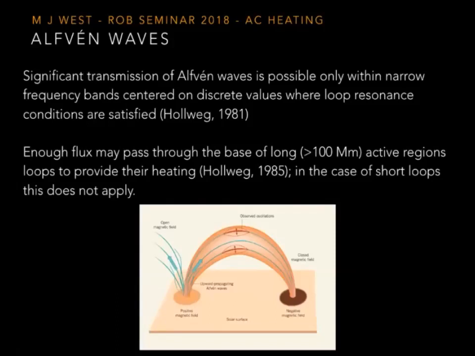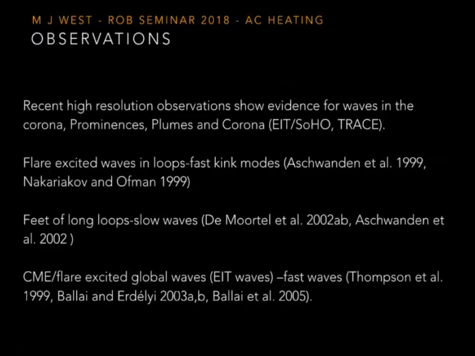And enough flux may pass through the base of active region loops to provide their heating in these kind of hot active regions that we see on the sun. But this is not the case for a lot of the shorter loops that we see. We have recent high-resolution observations showing evidence of waves in the corona, prominences, and plumes. So we do see waves throughout the solar atmosphere.